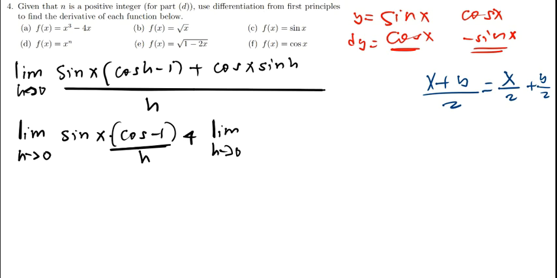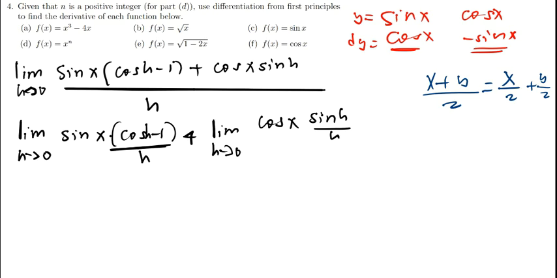Then this now is going to be cos x, then sin h divided by h. So what I'm trying to do here is isolate this, because it's the one which is having h. That's why I'm dividing by h.